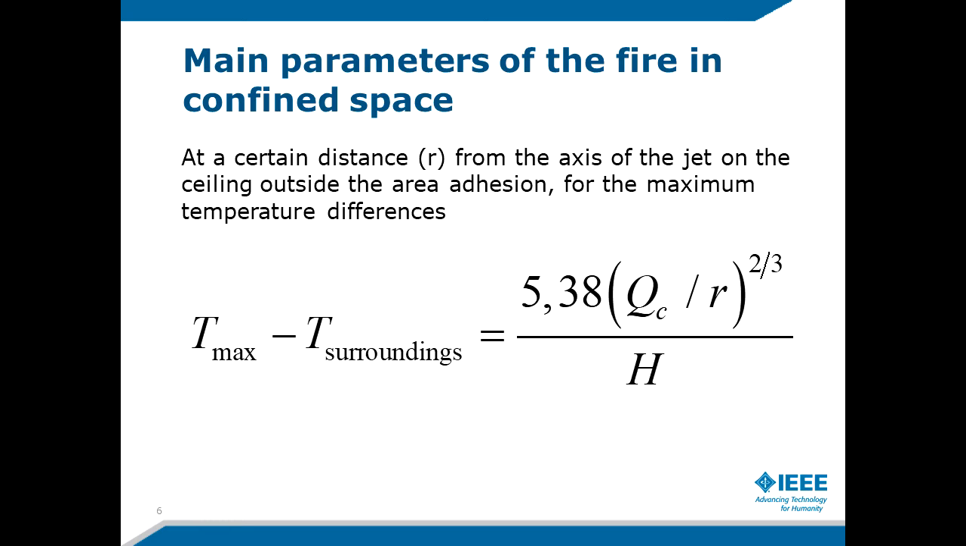In the case of a fire that develops near the walls or in a corner of the room, its temperature is significantly higher. This is due to the limited space from the ceiling and the occurrence of a wall jet.